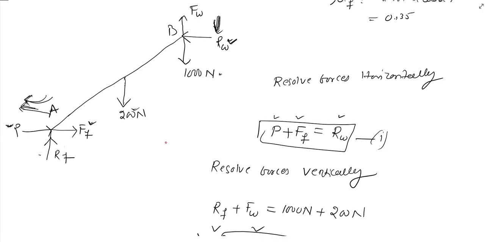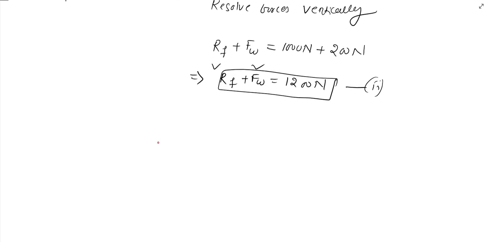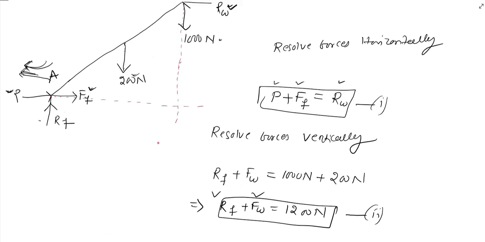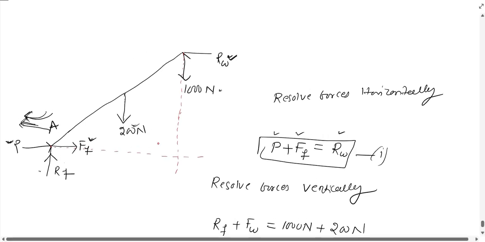Let me draw the floor. This is the floor line, and let this be our wall line. Okay, and here we will take the help of moment. Suppose let's take moment about A. So when we take moment about A, this is 200 Newton, 1000 Newton, RW plus here there will be a force, it is FW.